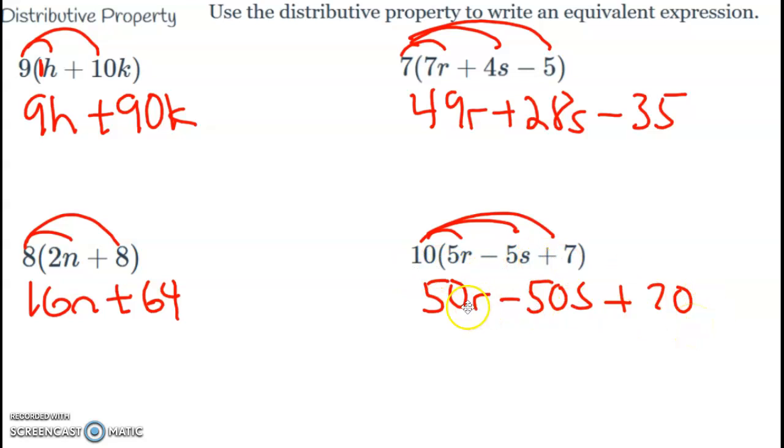Okay, and notice if we had a negative on the number on the outside that we were distributing, then it would change the signs of everything inside the parentheses. But none of these had negatives, just keep that in mind. But that's it.